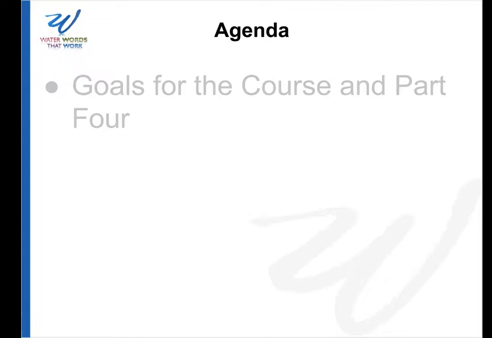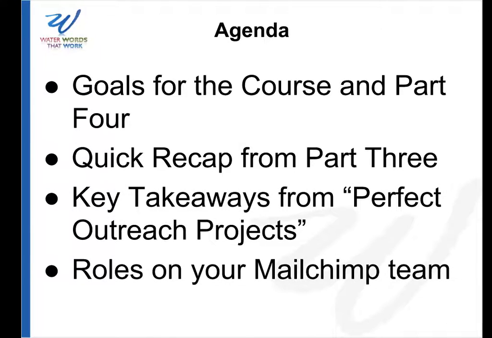Here's the agenda. We'll go over the goals for the Mailchimp course and part 4 of the course. We'll do a quick recap of the highlights from part 3. We'll go over some key takeaways from the Perfect Outreach Projects training, and we'll talk about roles on your Mailchimp team.